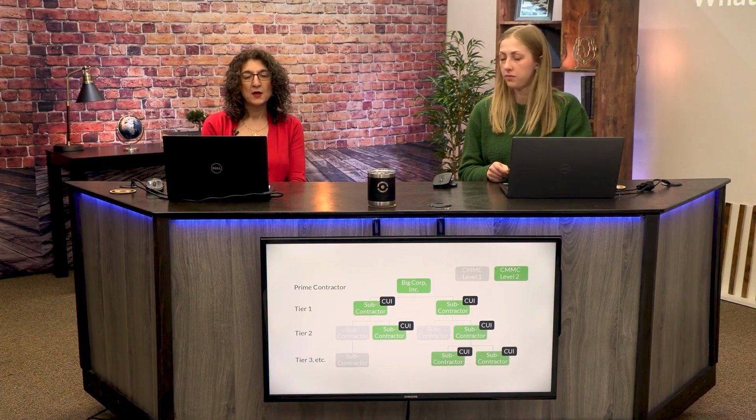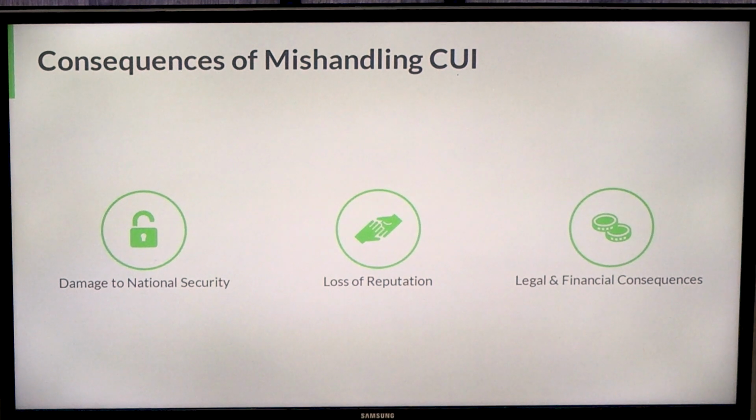The consequences of mishandling CUI are very similar to FCI as far as the loss of your reputation in the arena. They can have legal and or financial consequences. The most important difference is that with CUI, mishandling that kind of information can lead to damaging our national security. And that's really the precipice of what kind of started all of this to begin with.